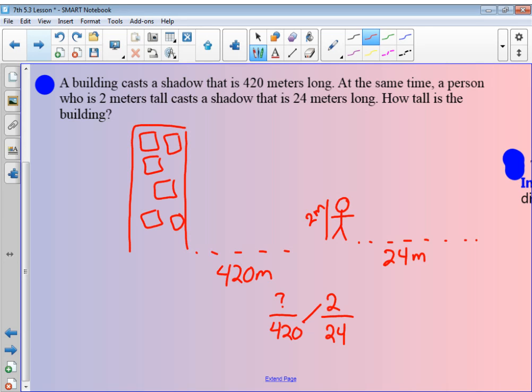Cross multiply, divide. So 420 times 2. And then we're going to divide that by 24. And when I do that, I get 35. So this building is 35 meters tall. If I did that right, let me double check that. 2 times 420, divide that by 24. Yep, 35. Okay, so that's working indirect measure.